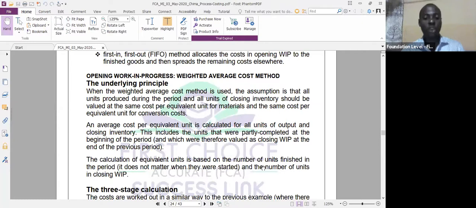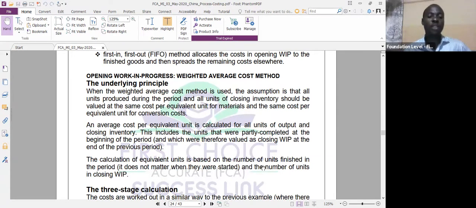Now, an average cost per equivalent unit, which is weighted average, is calculated for all units of output and closing inventory. This includes the units that were partly completed at the beginning of the period and which were therefore valued as closing work in progress at the end of the previous period. So it means that a partial work in progress from last period is being brought into this period.